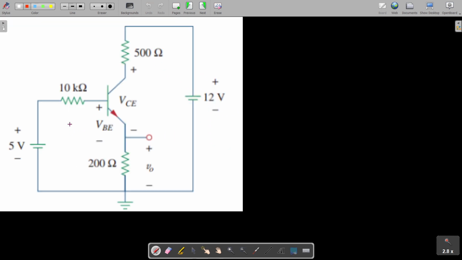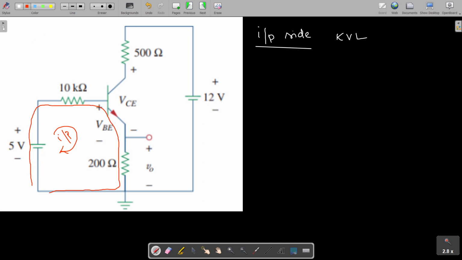So this is our circuit. As I have already told you, this is our input loop. At the input side, we are going to apply the KVL, Kirchhoff's voltage law. So it starts here and it is flowing like this, okay, and it ends here. So it is minus 5 volts. Then here, when it moves from here to here, it is plus, this is minus. And here also it is plus and minus.